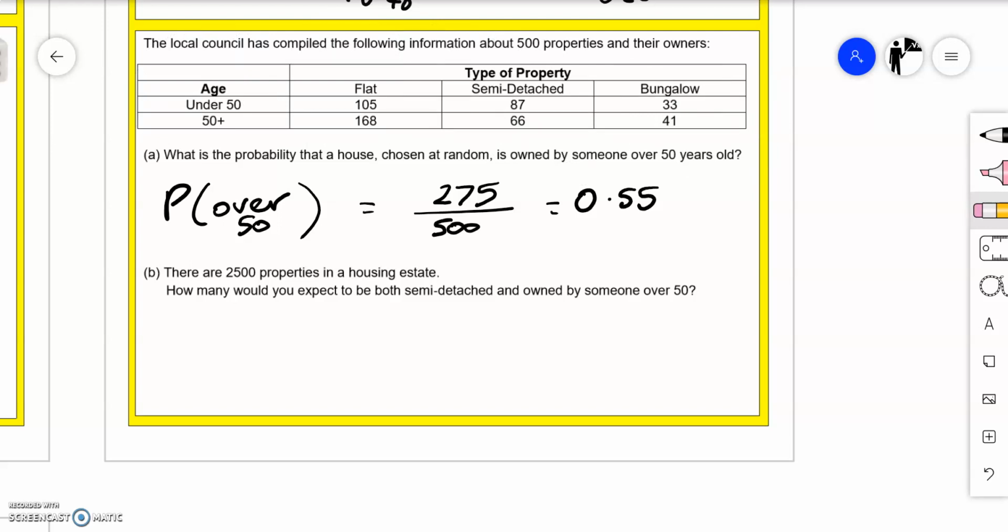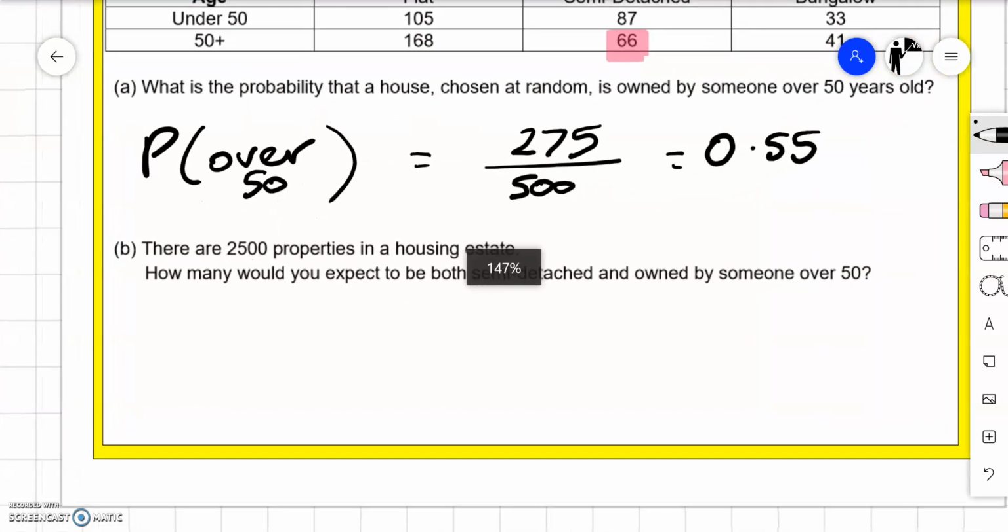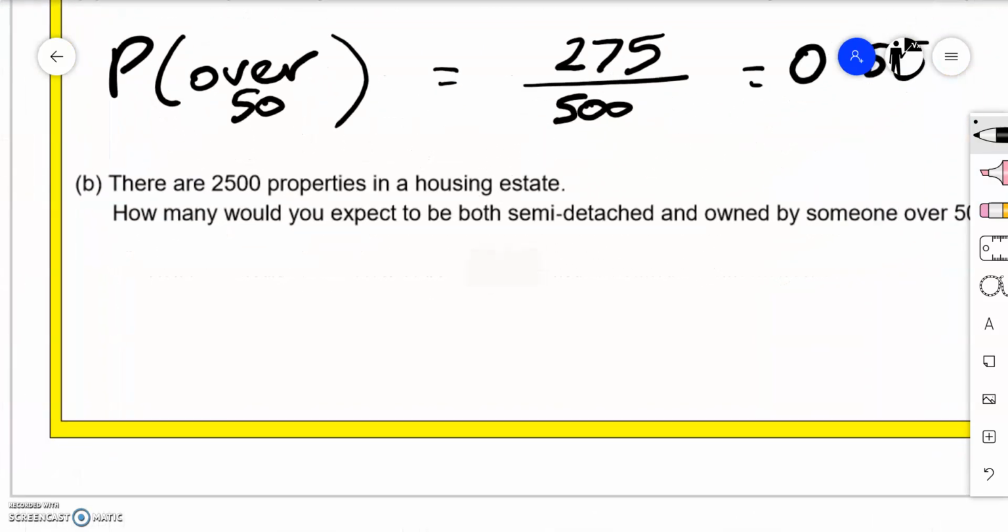Part B. There are 2,500 properties in a housing estate. How many would you expect to be both semi-detached and owned by someone over 50? So we're looking at semi-detached and owned by someone over 50. So we need to first figure out what is the probability of owning a semi-detached when you're over 50. We'll just put semi-detached, over 50.